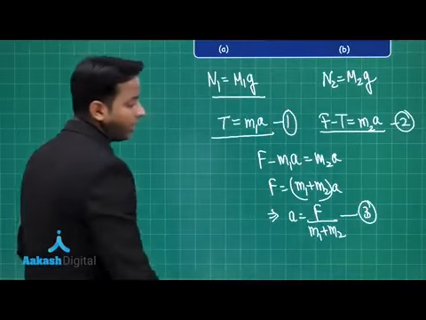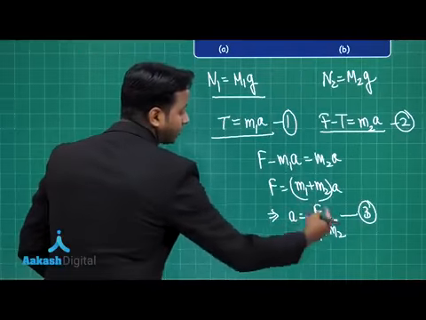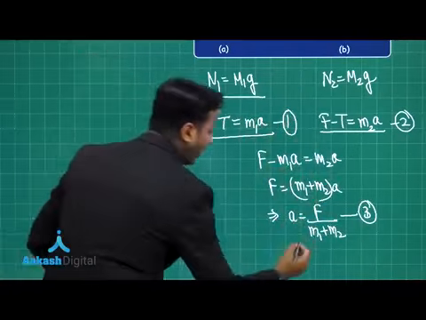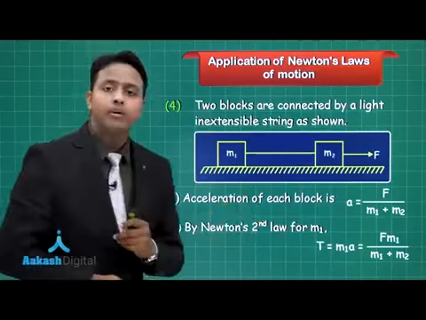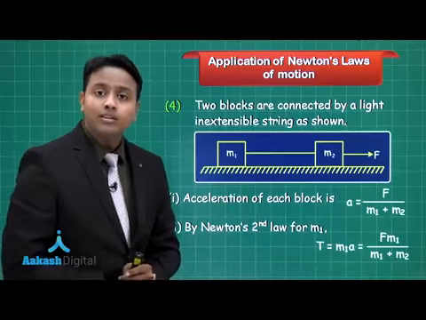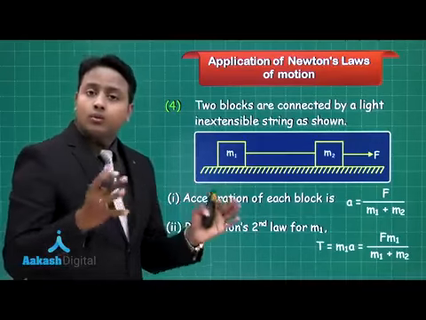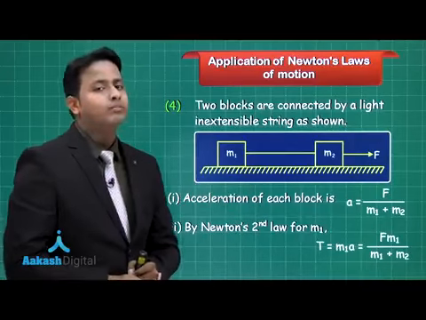And on substituting this value of acceleration over here, I can simply get tension as m1 into F divided by m1 plus m2. I hope this is very clear. So finally we have these two relations, and the acceleration and tension expressions are very clear to you. So that's all in this segment. In the further segment we are going to see more cases in which we are going to solve questions based on Newton's second law in much more detail.